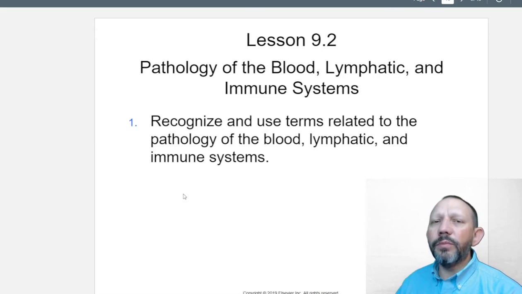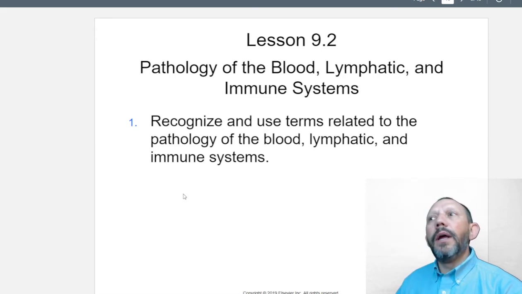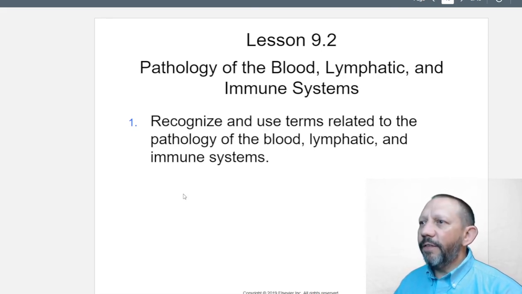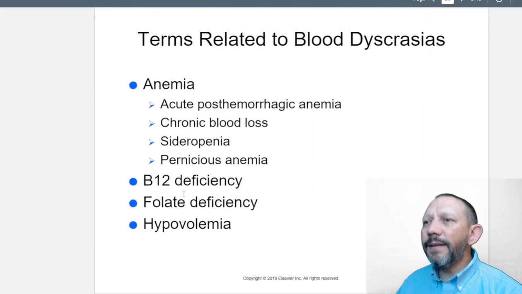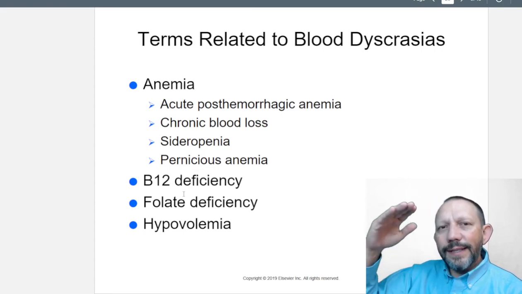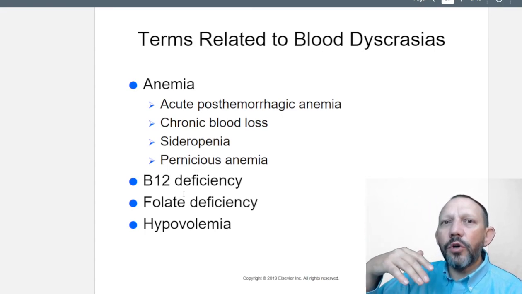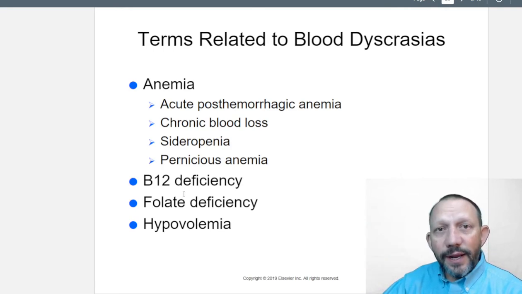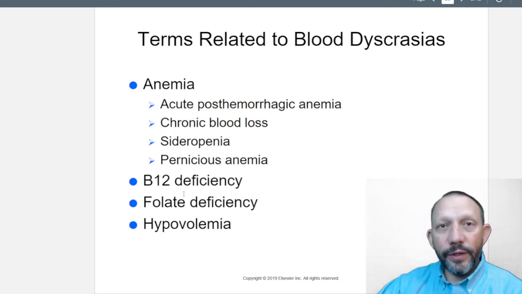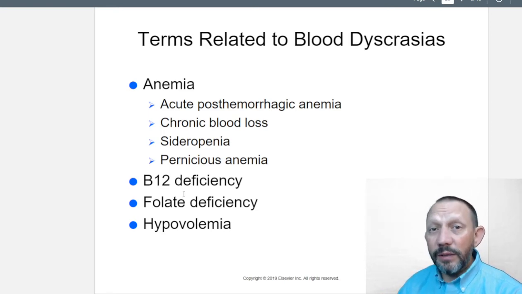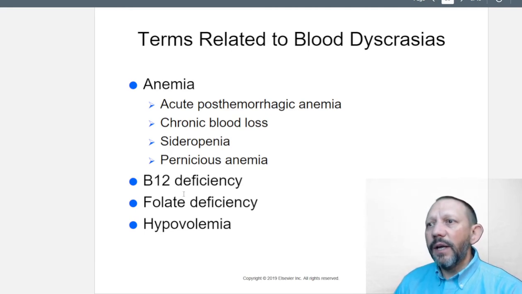Pathology. So pathology of blood means the bad things that can happen in blood. A lot of bad things can happen in blood. Lymphatic and immune system, recognize use terms. So anemia. Anemia means you're losing something, it's less than. Chronic blood loss can happen. Let's say you have an internal bleed, or you have a hole in your stomach or something like that, and it's slowly bleeding out, or you have some chronic blood loss.